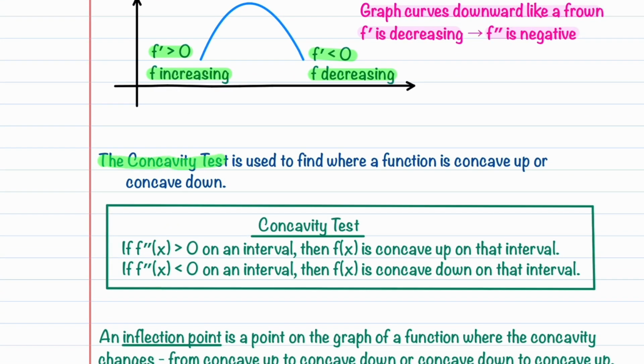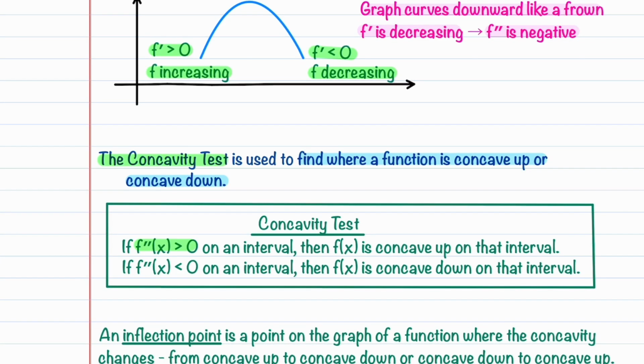The concavity test is used to find where a function is concave up or concave down. With the concavity test, you have to look at the second derivative. If the second derivative is positive, then the function is concave up. And if the second derivative is negative, then the function is concave down.